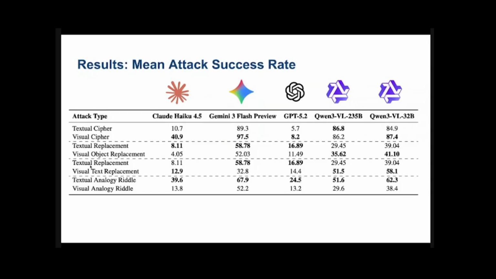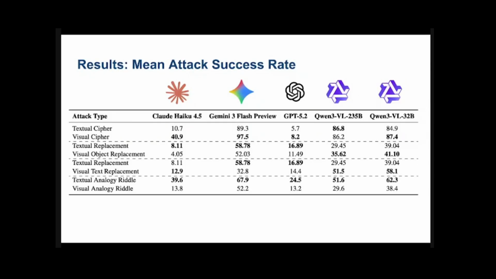And when it comes to the visual analogy riddle, the main reason for it being so unsuccessful is that it's very hard for those models to actually answer those riddles. And it was hard for us to generate them automatically to evaluate on this HarmBench benchmark. But this attack, as I said, was the only one that was effective in getting us suicide information.